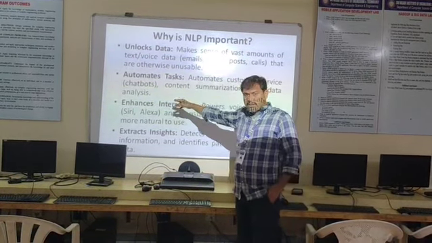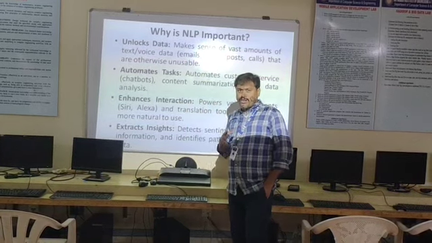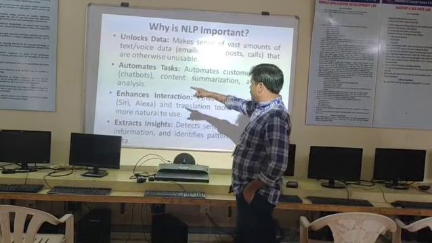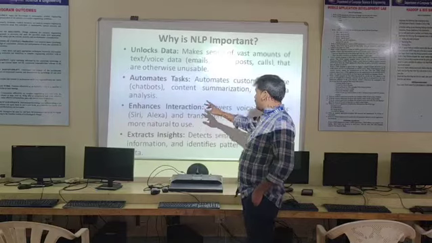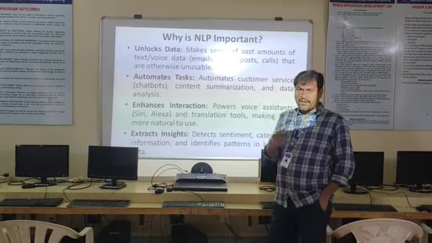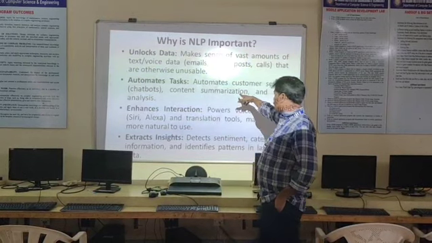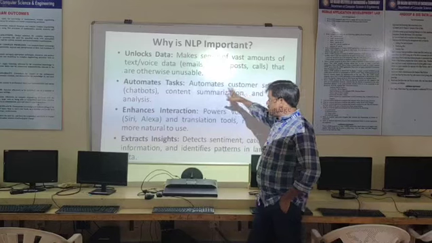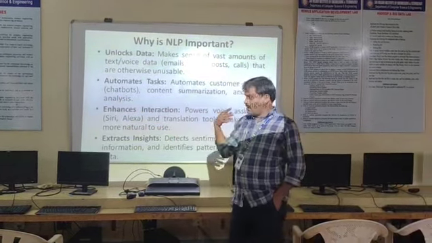Automating the task means automating customer services like chatbots. Whenever we give any inputs to the machine, they should be understood by the machine, meaning they should be processed with the help of an NLP task. That is called automating the task. First it takes an input and processes it, and after that it can generate an output. Whatever content we give as input can be summarized and the data can also be analyzed. So this can be done automatically.